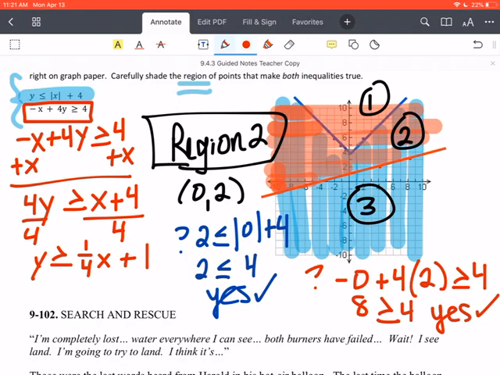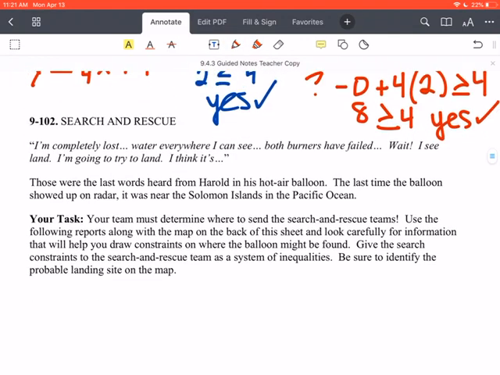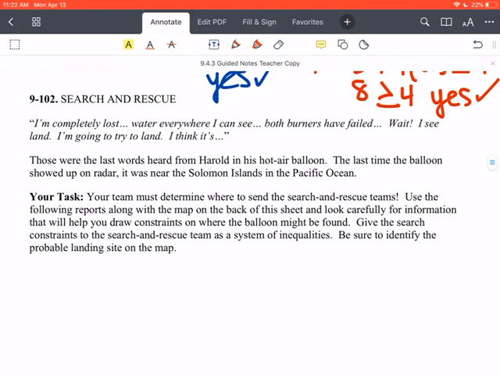All right, so now today what we're going to do is a little bit of an application lesson on how we can use a system of 3 inequalities to solve a story problem. Normally you would do this in your teams, but today I'm your teammate and we're going to work alongside each other to solve the search and rescue problem. So please follow along.